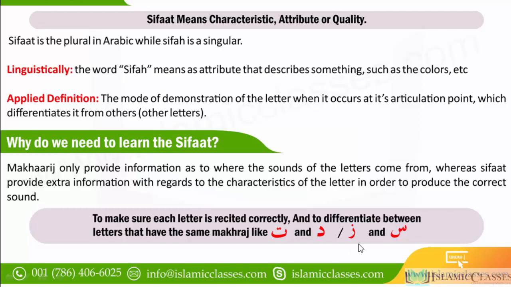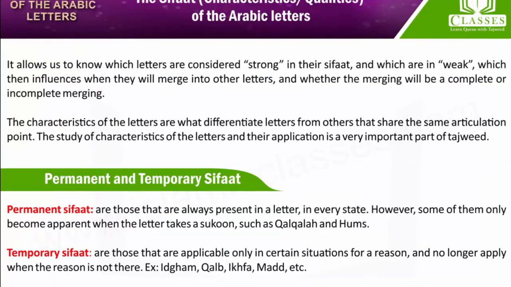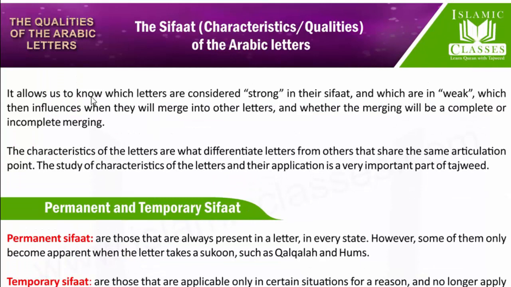Another example is za and sin. When we say za and sin, they still have the same makhraj, but what is different, inshallah we will read in the Sifat. One more thing: it allows us to know which letters are considered strong in their Sifat, and which are weak, which then influences when they will merge into other letters, and whether the merging will be a complete or incomplete merging. That inshallah we will learn in Sifat. The characteristics of the letters are what differentiate letters from others that share the same articulation point.